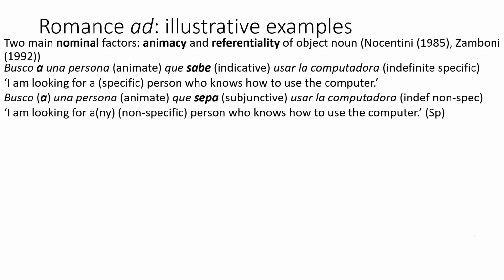For example, in Spanish, there's this famous example where "busco a una persona que sabe" versus "busco una persona que sepa." The idea is that the indicative in the first example indicates a specific person, whereas the subjunctive in the second example indicates a non-specific one. So we see here that a correlates with the specificity of the noun.